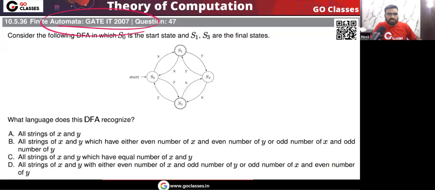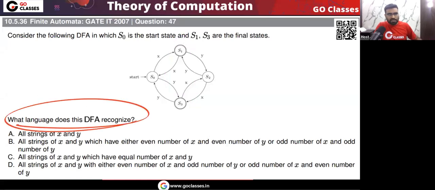Let's solve this GATE 2007 question. Consider the following DFA in which S0 is the start state. This S0 is the start state. S1 and S3 are the final states. These two are the final states. What language does this DFA recognize?